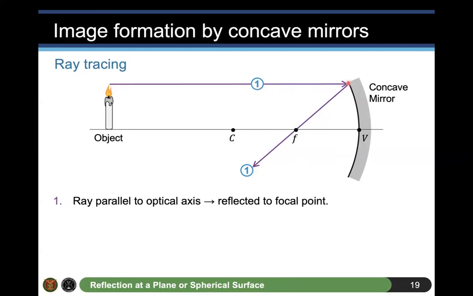Mag-hit siya dun sa concave mirror. Pagdating sa concave mirror, we apply law of reflection. Yung outgoing ray, yung reflected ray, will pass through the focal point. Always that. It's always the case. Okay? So any ray that is parallel to the optical axis, once it hits the surface, spherical surface, okay, after ng law of reflection, yung dadaanan niya yung focal point.